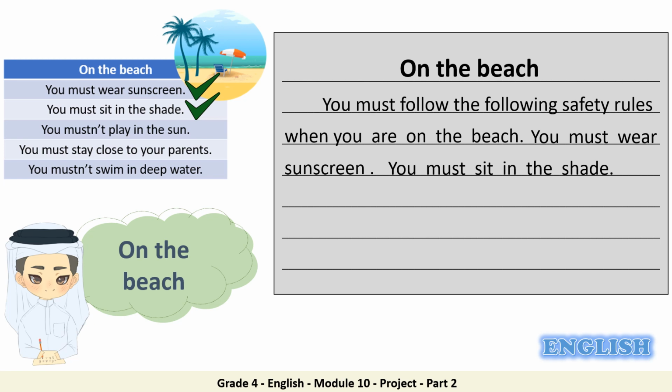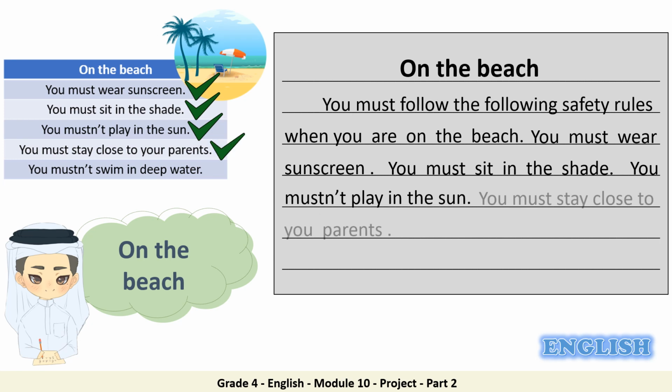The next idea. You mustn't play in the sun. So you need to write it next. You mustn't play in the sun. Make sure you end your sentences with full stops and you start your sentences with capital letters. The next idea. You must stay close to your parents. And you write it next to the previous sentence. And to end up your paragraph, you say, you mustn't swim in the deep water.